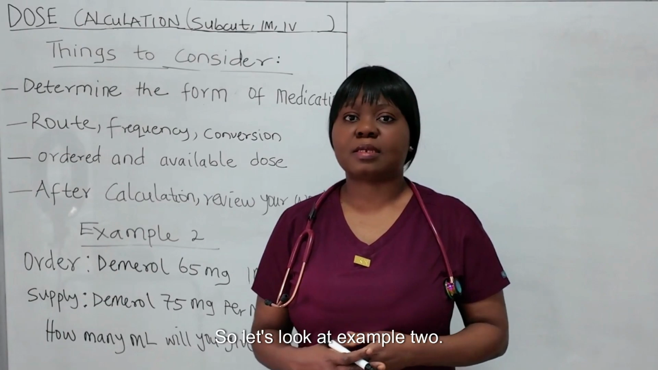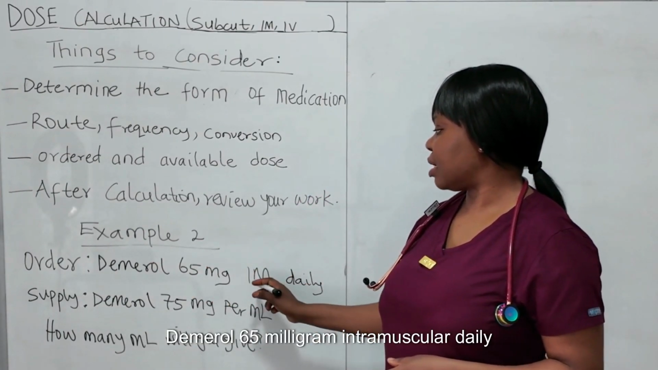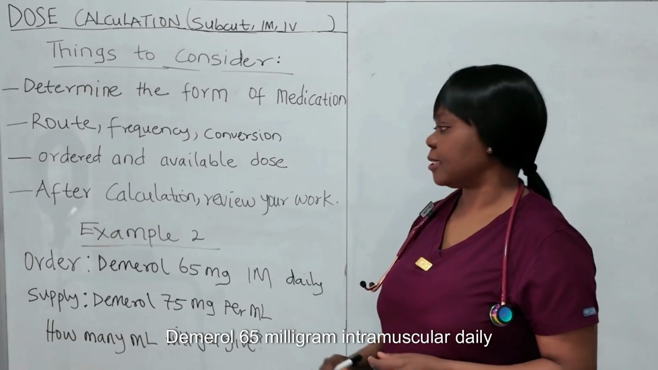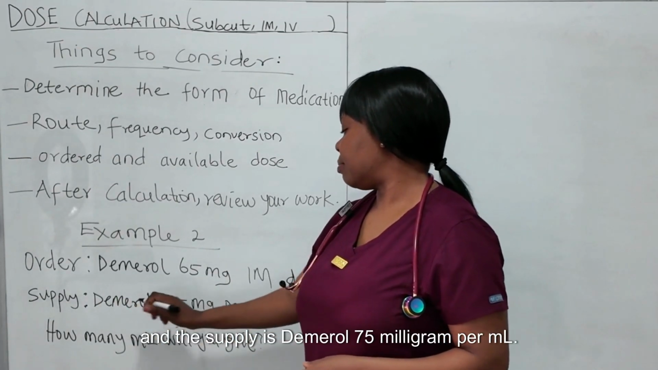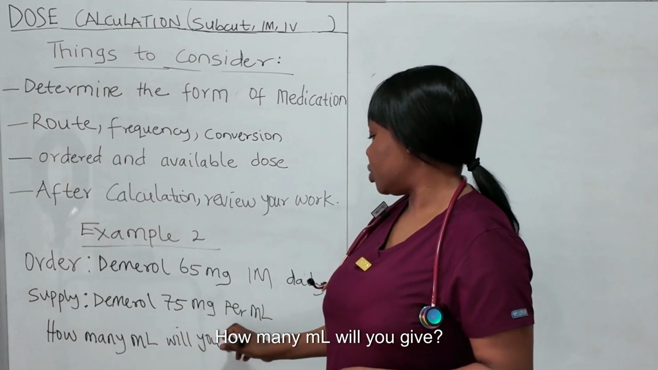So let's look at example 2. Order Demerol 65 mg intramuscular daily, and the supply is Demerol 75 mg per ml. How many ml will you give?